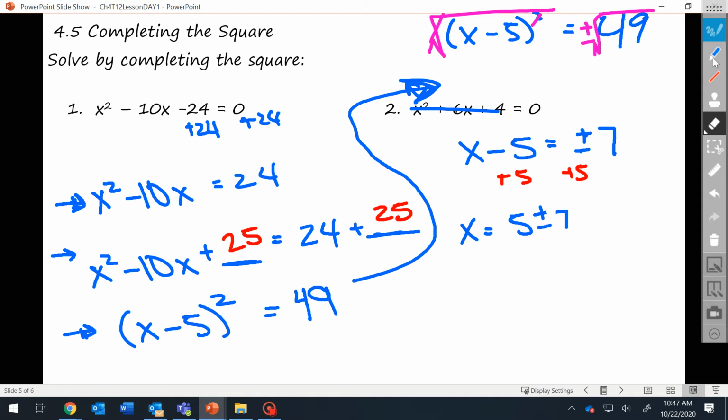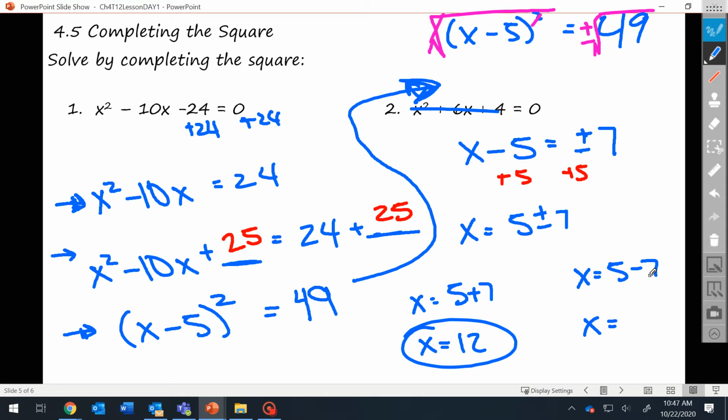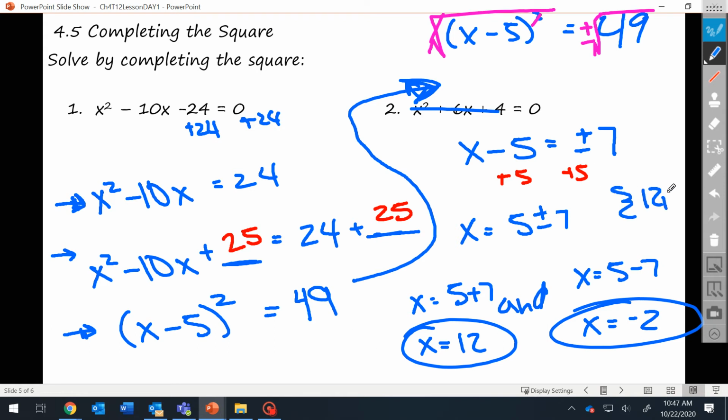I've got two solutions here. One of these solutions is 5 plus 7. One of these solutions is 5 minus 7. So one of my solutions is 12. Another solution is negative 2. And those are my two solutions. And I could write them as a set of solutions if I wanted to, 12 and negative 2.